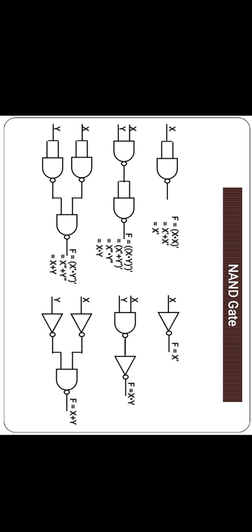Next diagram, we can write the Boolean expression f equal to x bar into y bar the whole bar. So we can write x double bar plus y double bar, that is equal to x plus y. It is equivalent to the diagram.